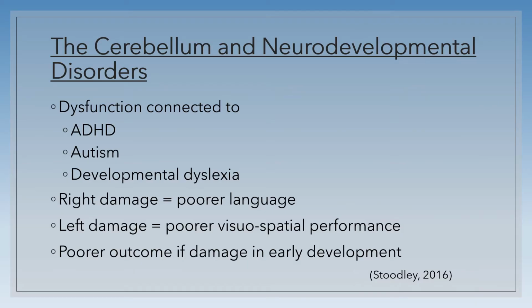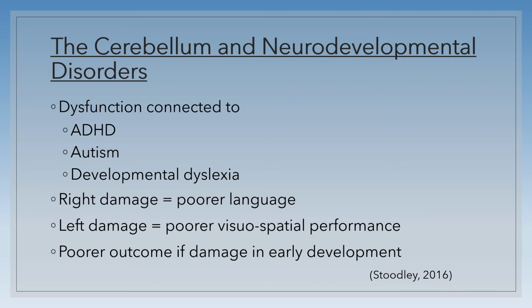So, what can happen if this portion of the brain is damaged? Dysfunction of the cerebellum has been connected to several developmental disorders to include ADHD, autism, and developmental dyslexia. If this region of the brain experiences damage during the earlier stages of development, there can be long-term effects on the individual's movement and cognition.